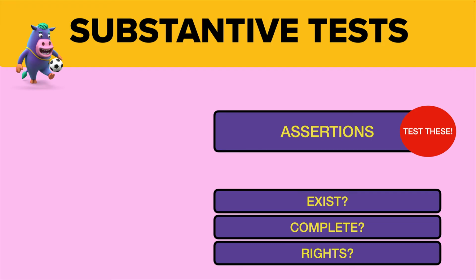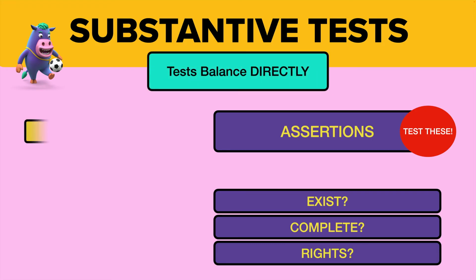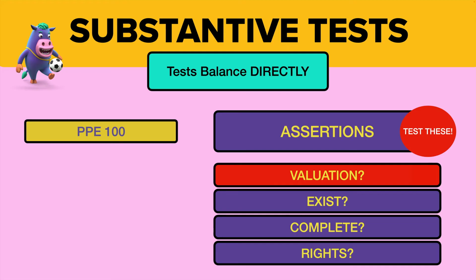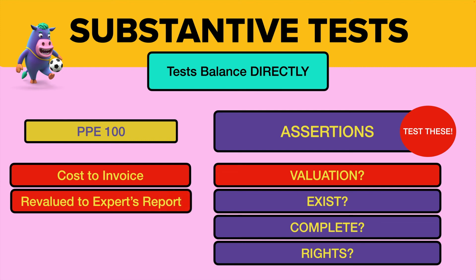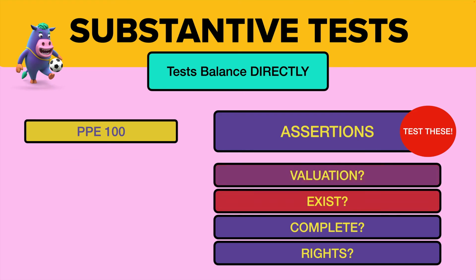Okay, so we've been talking about transactions. I want to do all of this again now with balances. Can you remember we had that PPE 100? How would we check that that 100 is valued correctly? Well, if it's valued at cost, we'll be able to check the cost to an invoice, wouldn't we, that we bought it for. If it was revalued, we'd be able to check the revalued amount to maybe an expert's report, because that's what's often needed when you revalue something. How could we check that the PPE actually existed?